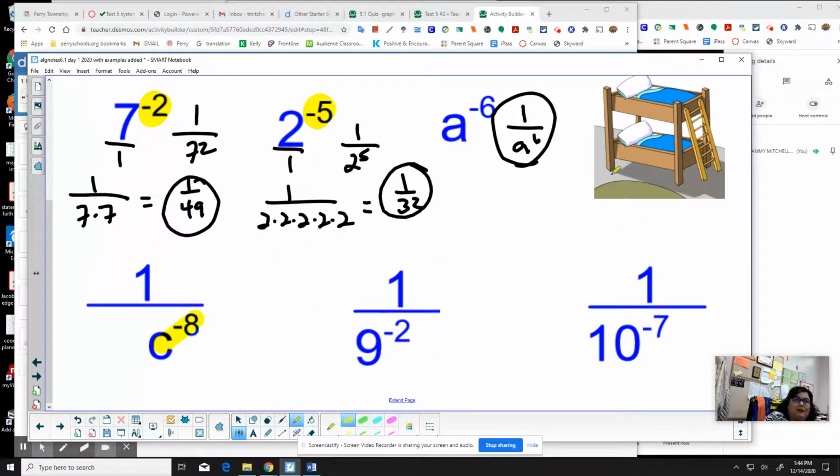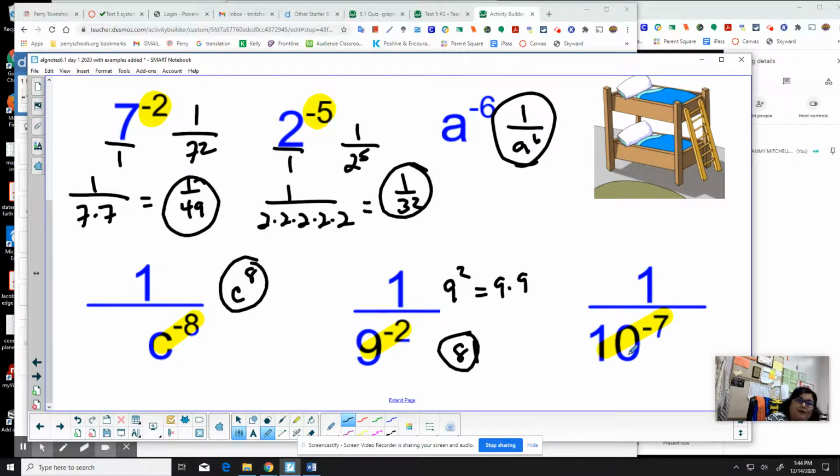Okay, this one, you've got unhappy ones in the denominator. So kind of like a bunk bed, if they're unhappy in the bottom bunk, you would try the top bunk. So this would be c to the 8th power. You can't evaluate because you don't know what c is. 9 to the second would go up to the top. You can evaluate that. That's 9 times 9, which is just 81. And then 10 to the 7th is unhappy, so he goes to the top. Notice that the base doesn't change when I move it. Only the exponent changes sign. That's it. All the other numbers stay the same. So 10 to the 7 would be a 1 with 7 zeros.